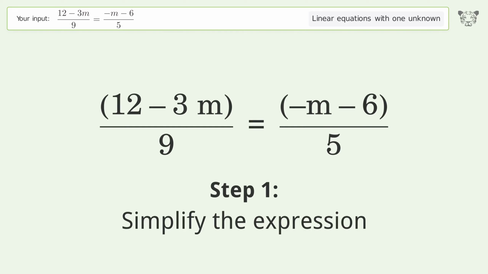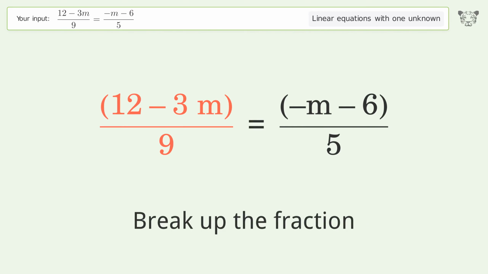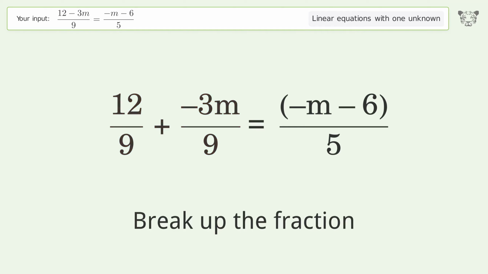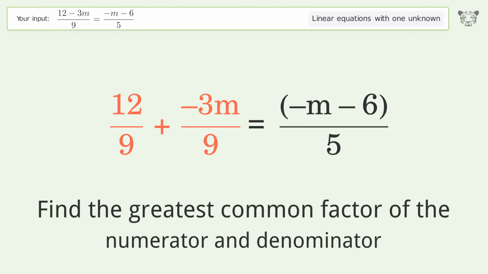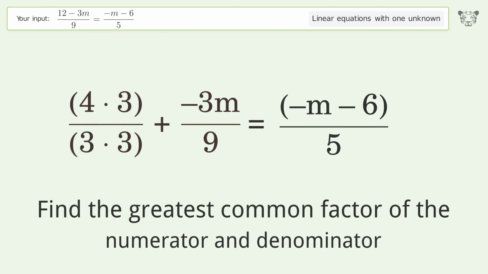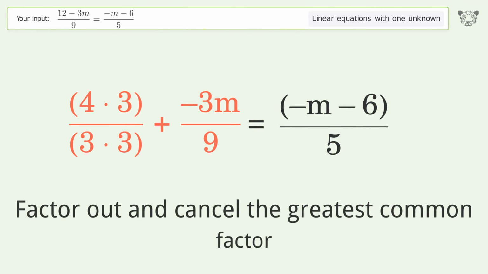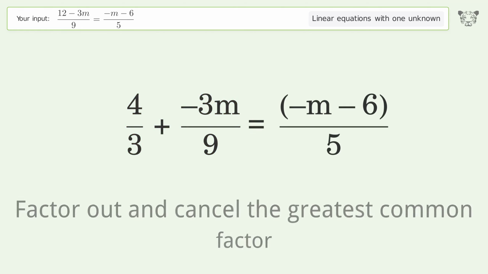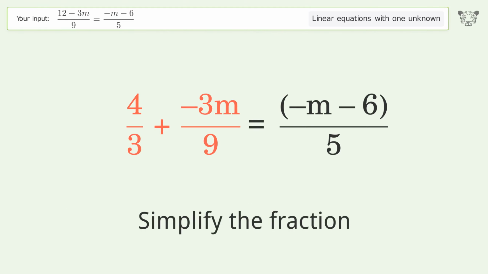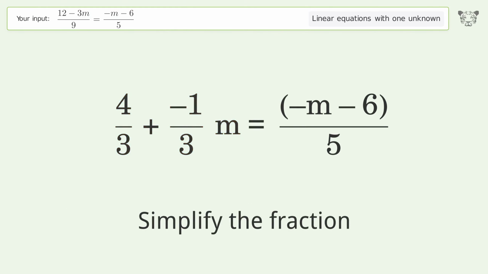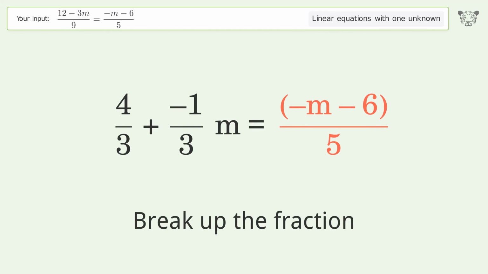Simplify the expression. Break up the fraction. Find the greatest common factor of the numerator and denominator. Factor out and cancel the greatest common factor. Simplify the fraction. Break up the fraction.